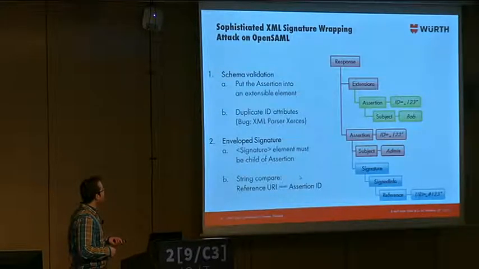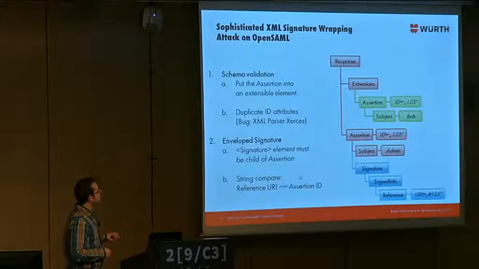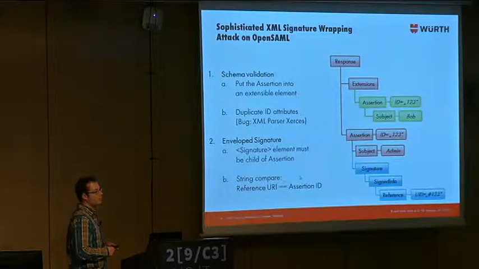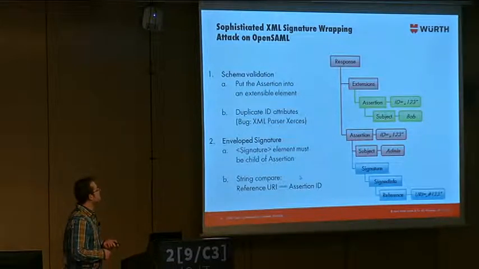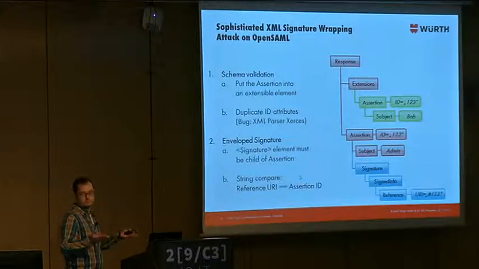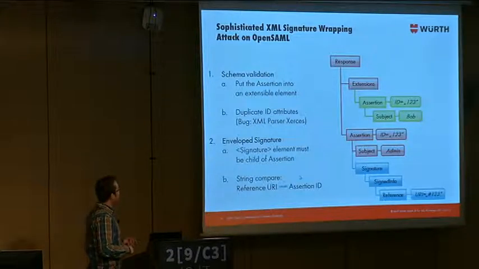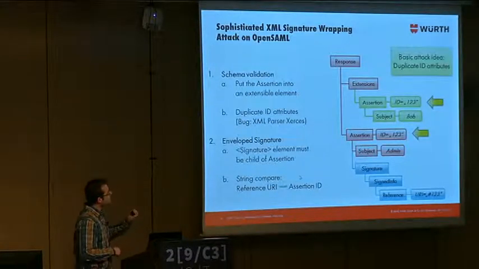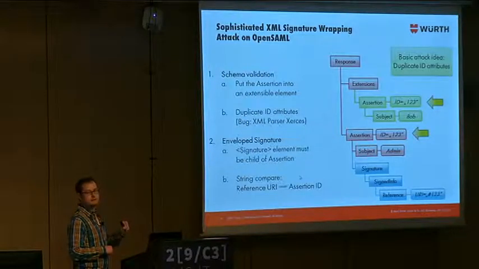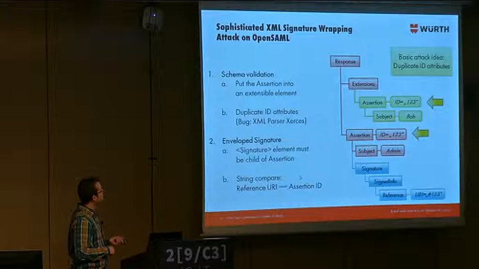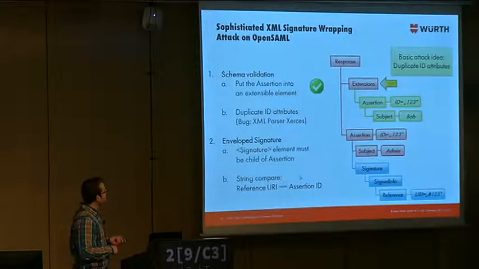On the right side, you see the attack message for OpenSAML. We will now run through each countermeasure and how we circumvented them with this attack message. First, the schema validation. We put the copied assertion simply into the SAML extensions element, which is an element that allows any arbitrary value by default. It's so specified in the XML schema. And I forgot to say, the basic attack is to use duplicate ID attributes. That's important. And this is the extensions element.